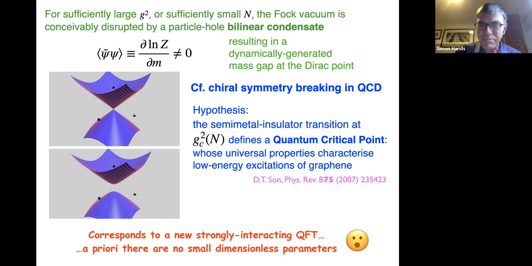Yeah, in fact, I'm going to argue that there's a critical number of flavors in the Thirring model, which is the one I'm going to play with on the next slide. In fact, yeah, I agree. I'm coming at it from the graphene perspective because it's a neat way into the problem. It's not a historical way into the problem.